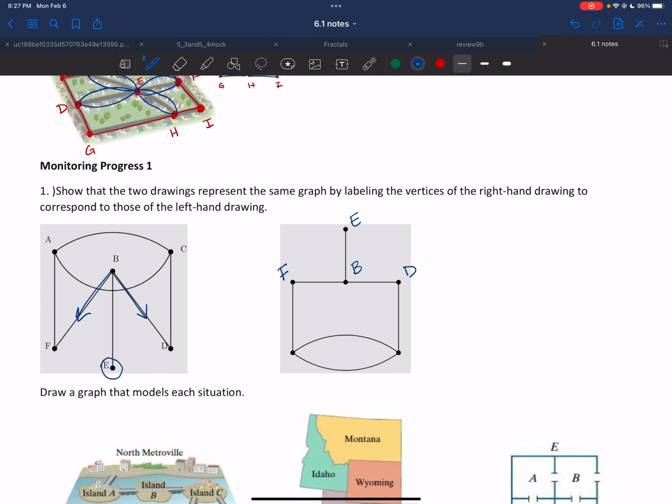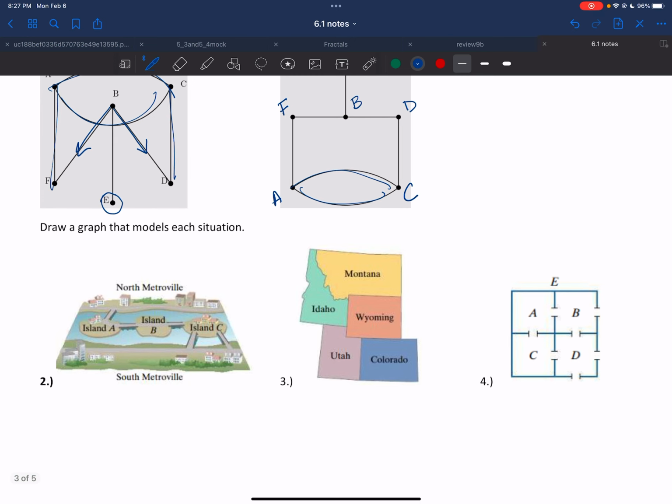And then F is connected to A and D is connected to C. And then we should have parallel lines between A and C, which we do. And then we have CD connection and AF connection. So that would be that one.